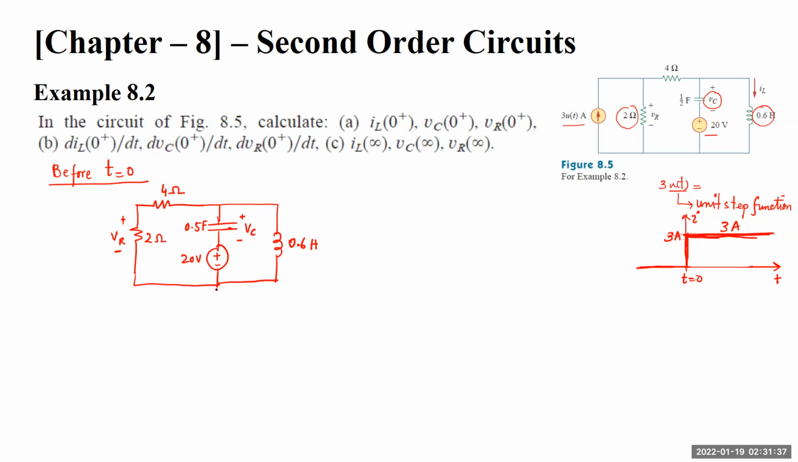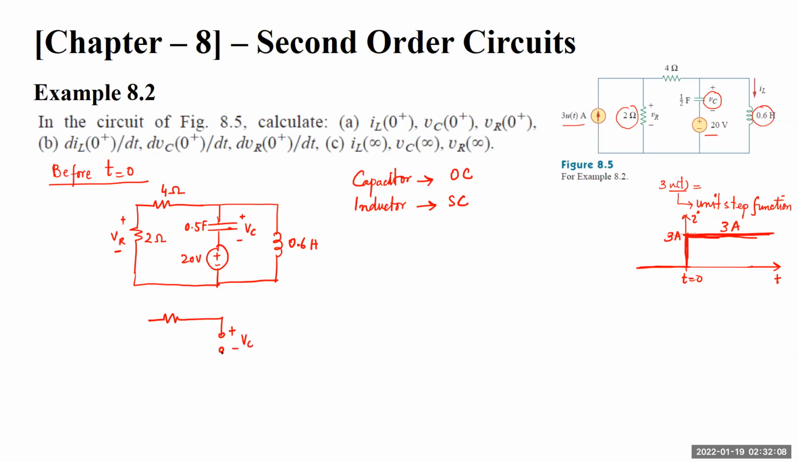Again, this circuit has been in this state for quite a long time. So it means that the capacitor will be completely charged, which means it will be an open circuit. The inductor will be a short circuit, completely magnetized. Okay, so the effective circuit would look something like this.